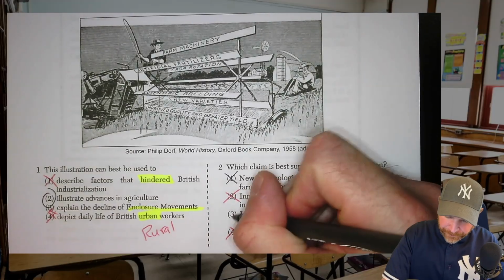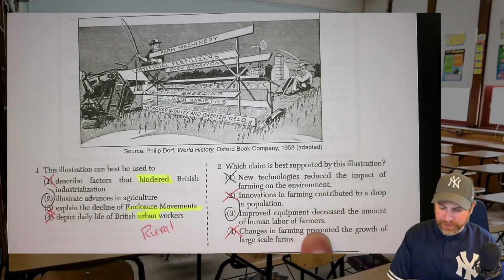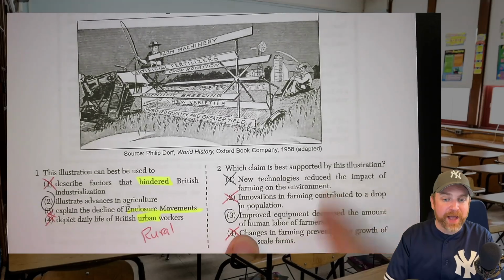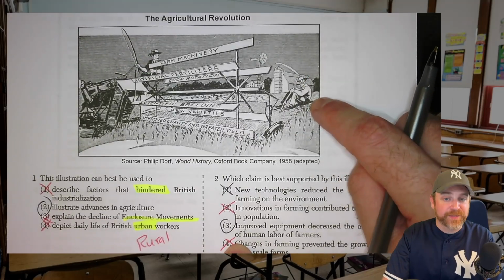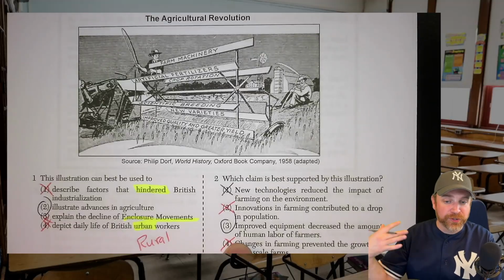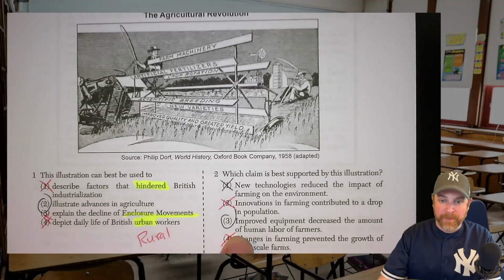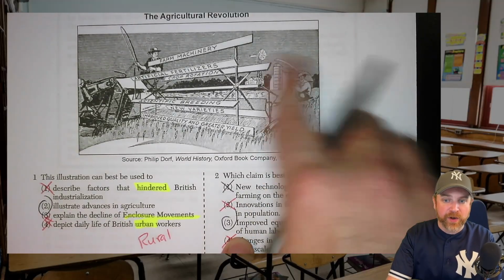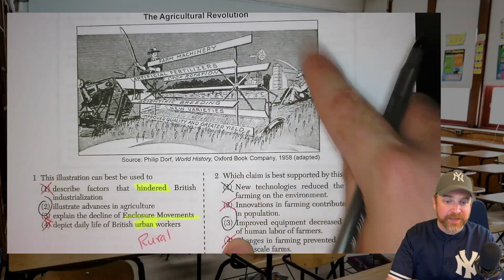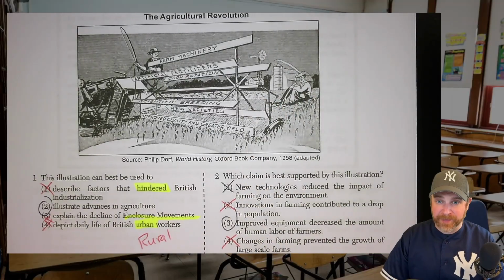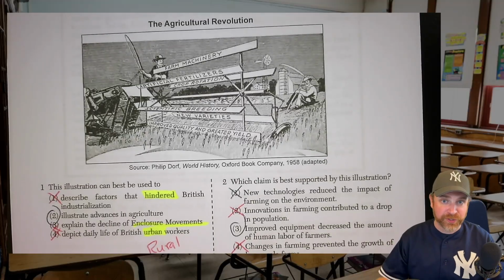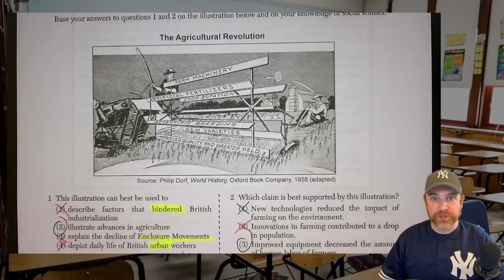Improved equipment decreased the amount of human labor of farmers, right? When you have machines, you don't need as many human laborers on the farms. And this is, again, why the agricultural revolution drives the industrial revolution, because these people are going to get up and migrate away from rural societies and move to urban societies in search of factory jobs. And that's going to allow the industrial revolution to take place. Let's move on to questions 3 and 4.